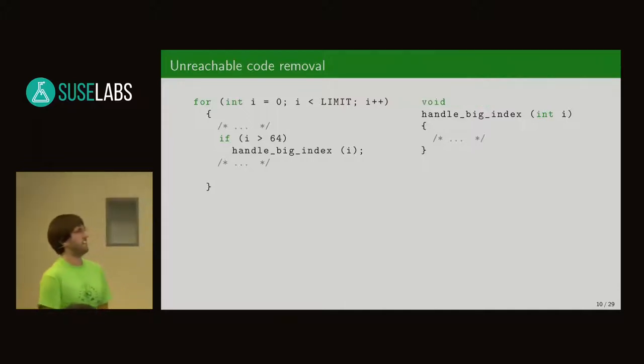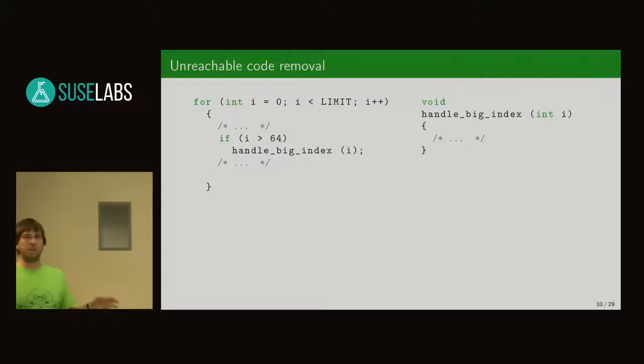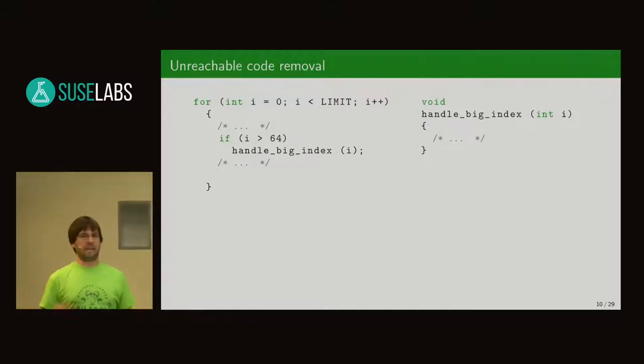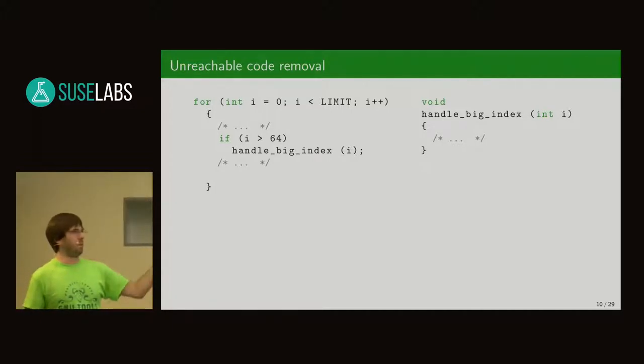But fairly often what happens is that the source code actually looks like this. And without symbol promotion, you would not be able to remove that handle big index function. This is reasonably obvious, but it is even more important when this call here gets inlined. If the function is public, and so it can be called from outside of the compilation unit, even if we inline this call, we cannot remove the offline copy. But with LTO, where we know the symbol is local and that we have inlined all calls, we can remove the offline copy.